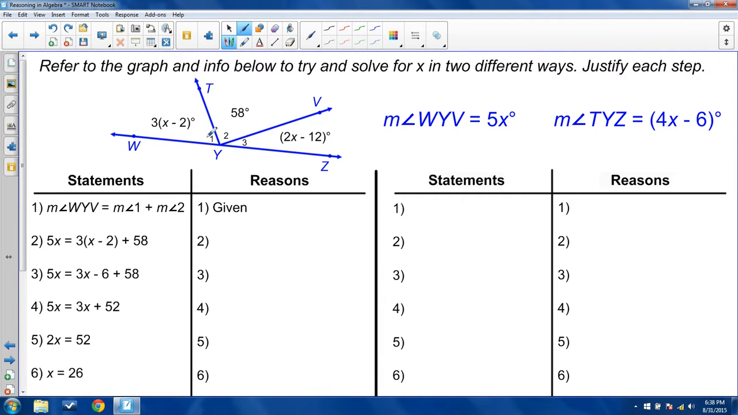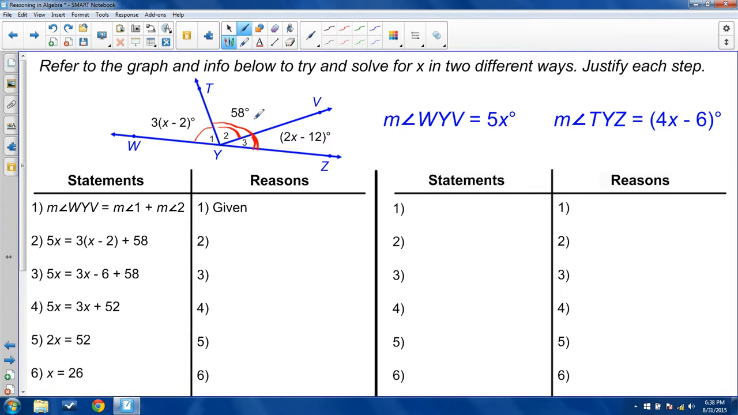I have 3 angles, which when you add them all up, you get 180 degrees, so you have a straight angle there. Now, angle WYT, or angle 1, is 3 times the quantity x minus 2 degrees. Angle 2 here, 58 degrees, is angle TYV. And angle VYZ, angle 3, is 2x minus 12 degrees. You also have this information here. Angle WYV is 5x degrees. So that is this one right here, WYV, 5x degrees. And then you have angle TYZ, which is 4x minus 6. So TYZ, 4x minus 6 degrees.